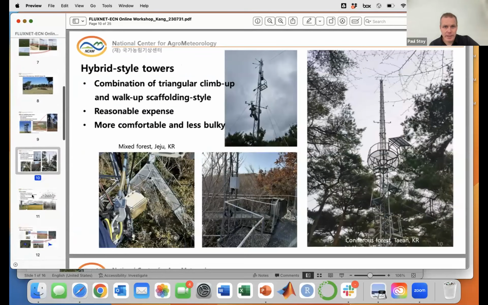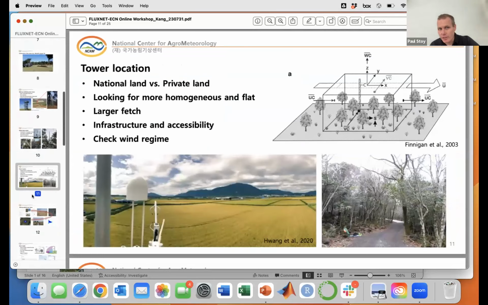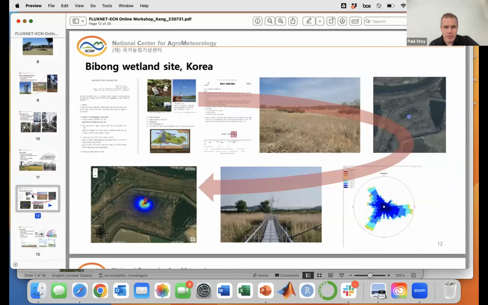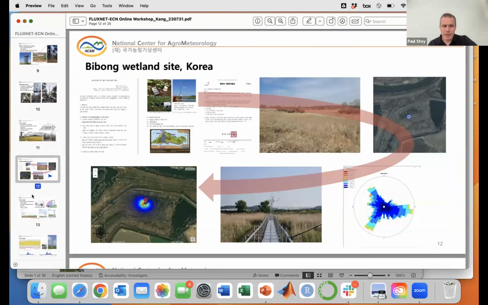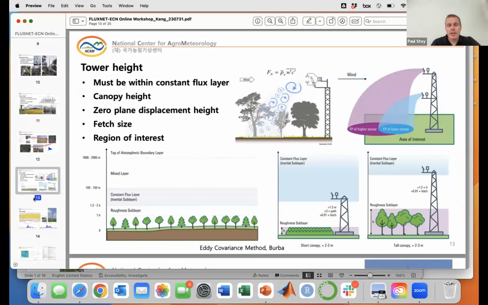How the different types of towers look, where you want to put it, why you want to have a footprint model in place even before you start, and that you want to put it not too high so that you're missing your ecosystem, and not too low that you're down in the roughness sublayer. And what I'm going to focus on is that you can actually probably relax that quite a bit.